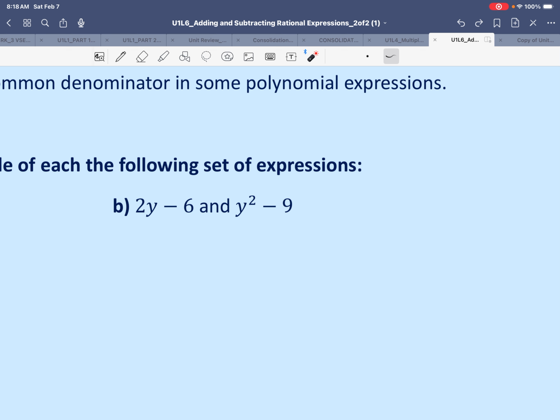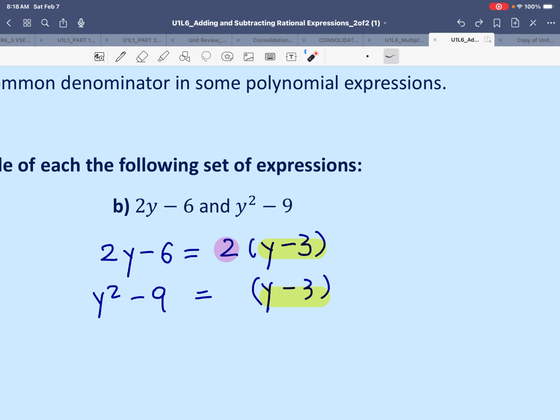So again, here we have 2y minus 6 and y squared minus 9. We'll start with 2y minus 6 and write it in completely factored form. So 2y minus 6 will factor into 2 times y minus 3. y squared minus 9, on the other hand, is y minus 3 times y plus 3. So notice how we align the common factors, because we don't have to list them twice in the lowest common denominator or lowest common multiple. And then the other factor is y plus 3. So this deserves a new spot because it's a new factor.